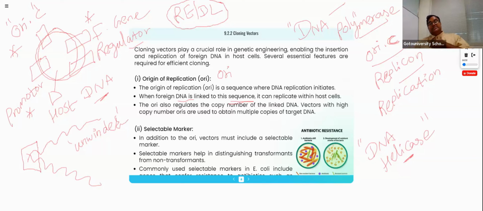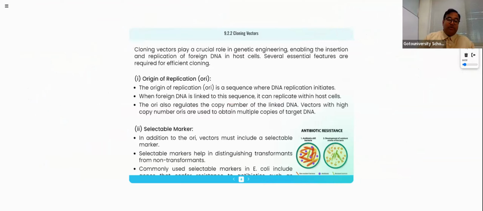Sometimes, if you are introducing the foreign gene, the origin of replication gets collapsed, the regulator gets collapsed, the promoter gets collapsed. So we should be very, very careful when doing it.